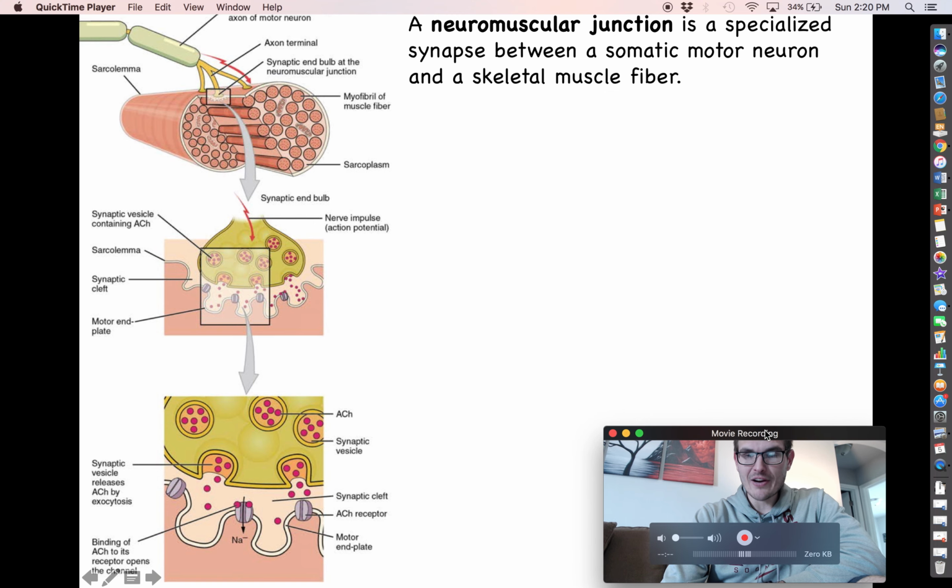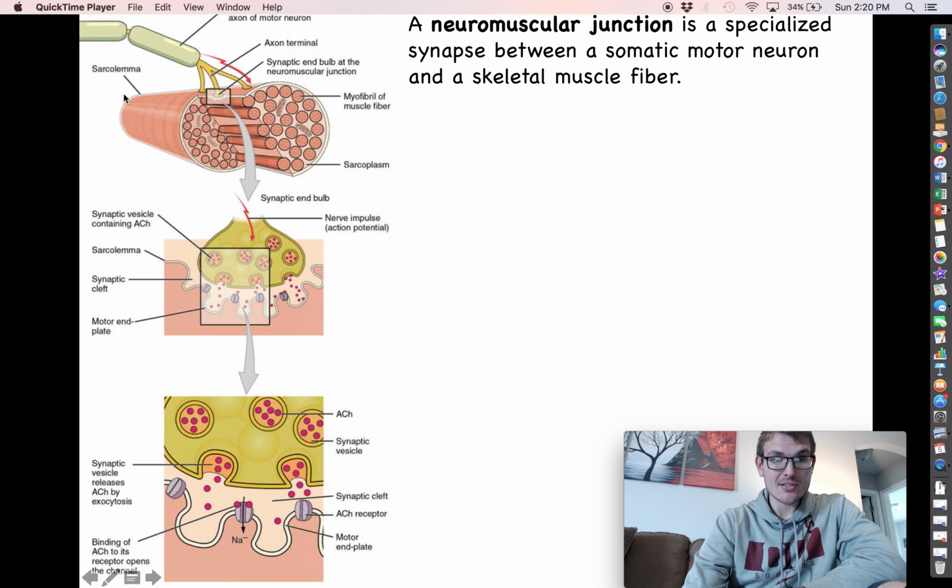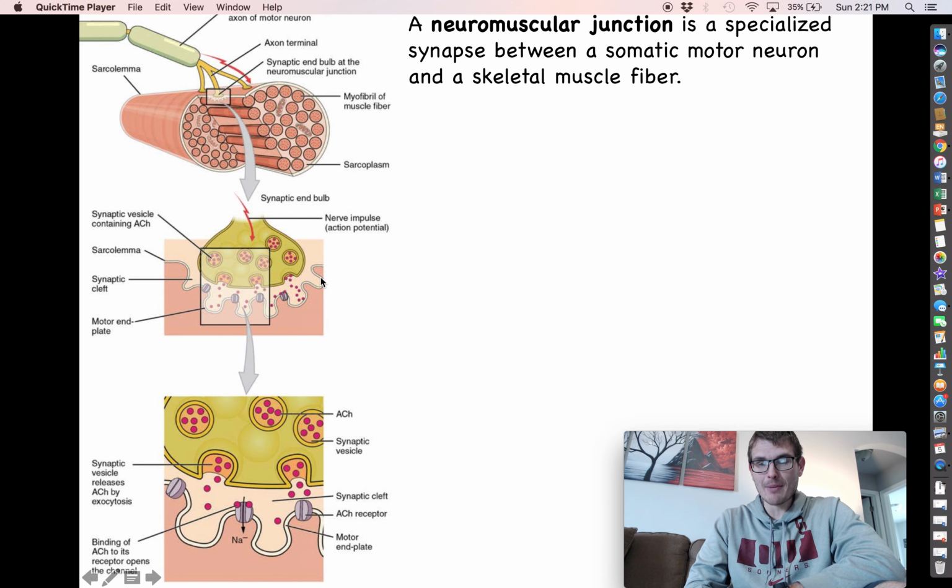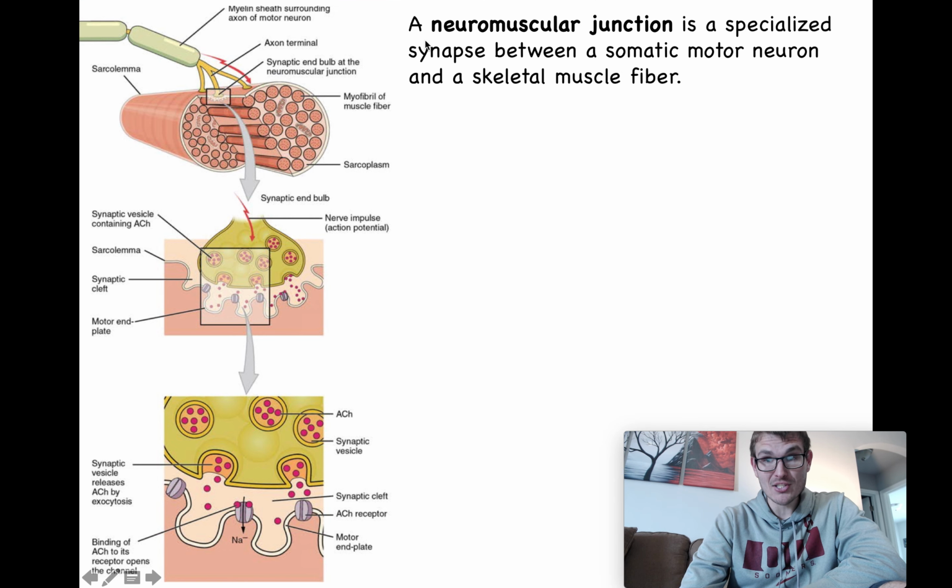So let's go back to the very beginning. What you're looking at here is a single muscle fiber, so that should look pretty familiar. And what should also look familiar is the axon terminals of a somatic motor neuron. If we take a closer look at one of these axon terminals, sometimes called synaptic boutons, you can see the axon terminal of this somatic motor neuron, and then you can see the sarcolemma of the muscle fiber. This is the synapse between the somatic motor neuron and the skeletal muscle fiber. We have a special name for this. It is called the neuromuscular junction.